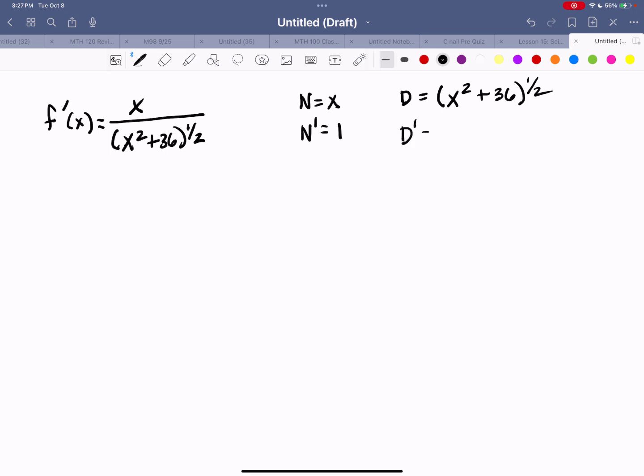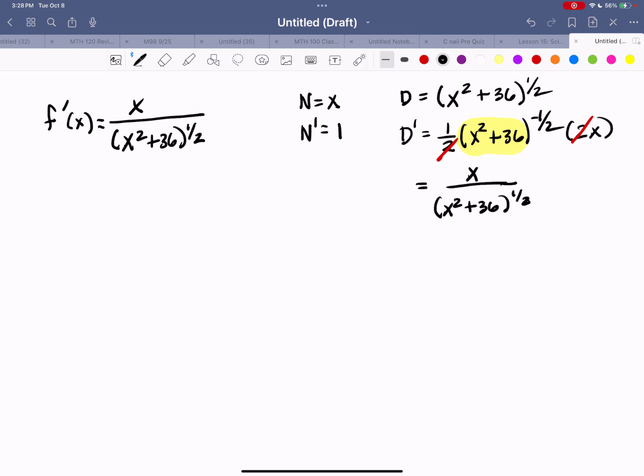And the derivative of that is just like we found a minute ago. 1/2, that's the power, times the base to the power minus 1, which is negative 1/2, times the derivative of the base. That's the most commonly forgotten part. You've got to do your chain rule. These cancel out, and I end up with x over x squared plus 36 to the 1/2, which is exactly what we started with, but that is just the derivative of the denominator.